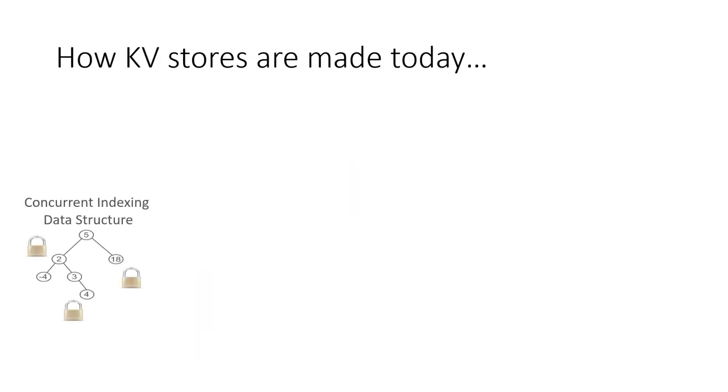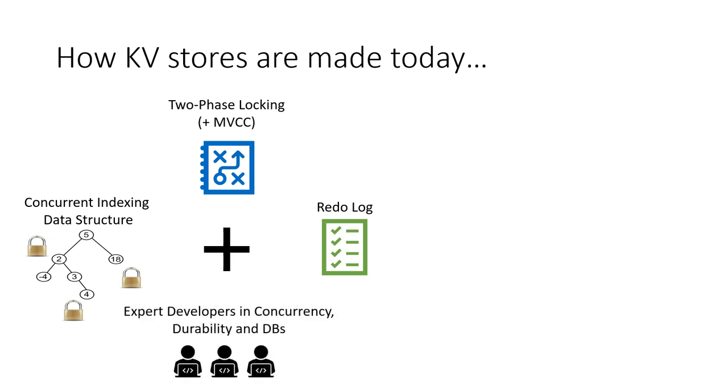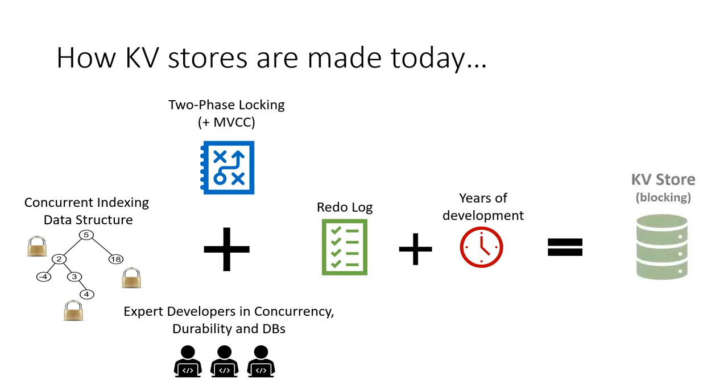Up until today, key value stores have been made by taking a concurrent index data structure, adding some kind of concurrency control like two-phase locking, usually with multi-version concurrency control, adding redo log or some other technique for the durability, and then it would take several experts in concurrency, durability, and databases to combine all of this, usually with several years of work, to get a blocking key value store.